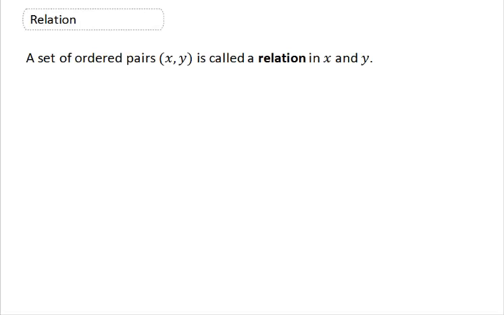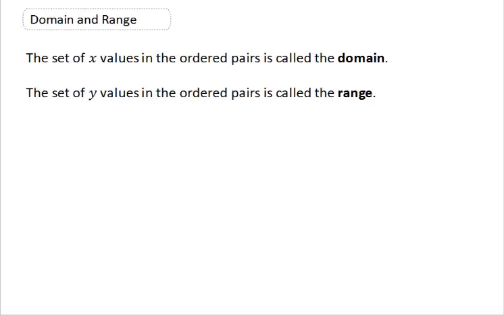So we've seen ordered pairs last time when we started to graph some things. Now we want to know what's the relationship between those two ordered pairs, and that's exactly what we call them, just a relation. Our next set of definitions are domain and range.